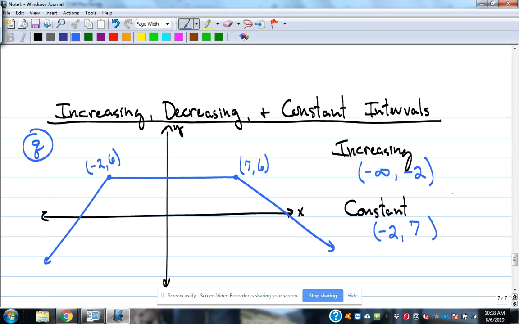We're always going to, on our intervals of increase, decrease, or constant, we're always going to use the x values to tell us where they're at. Always going to use x values. And then here at 7, what does the line start doing? Dropping from left to right, right? So that's going to be a decreasing interval.